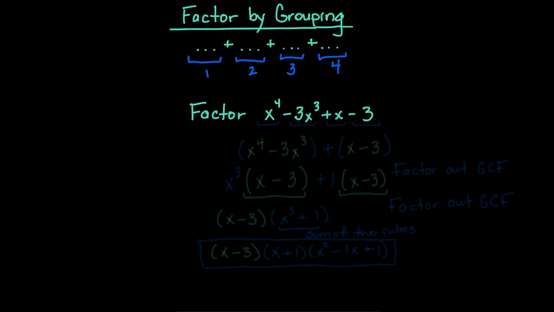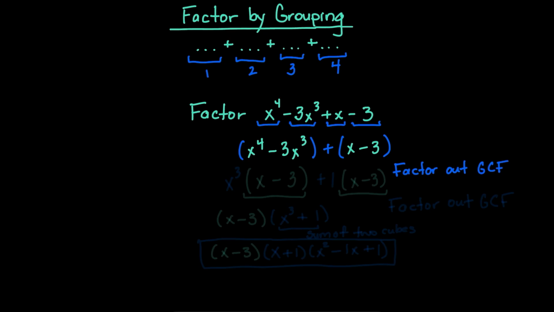Okay, I see I have 4 terms, so my brain tells me check factor by grouping. We're going to group together the first 2 terms and the last 2 terms. And we know we factor out the GCF of each grouping.